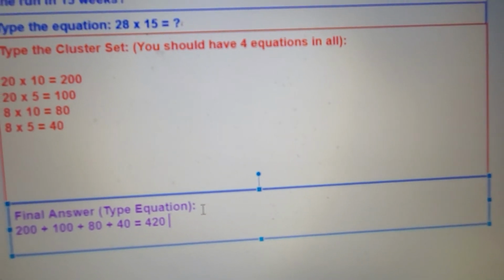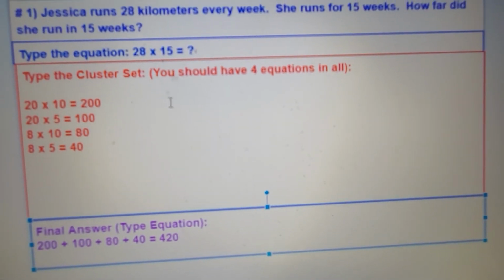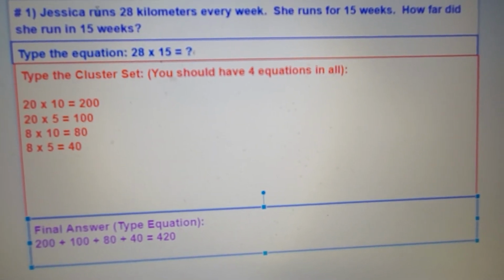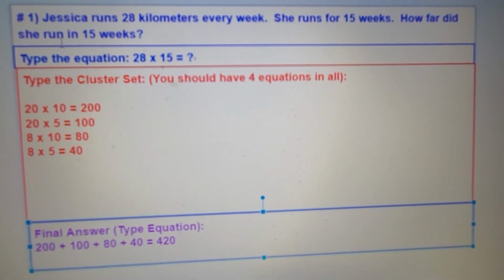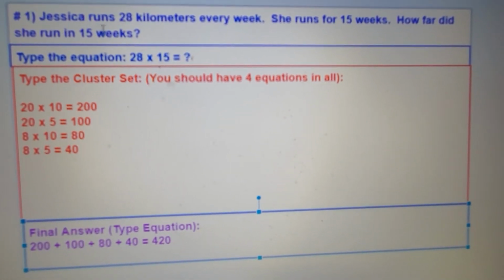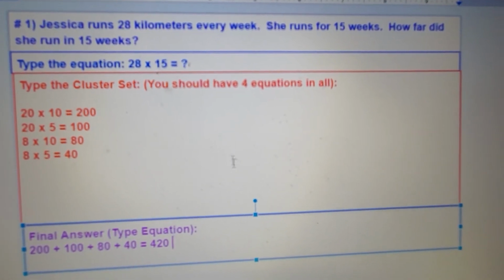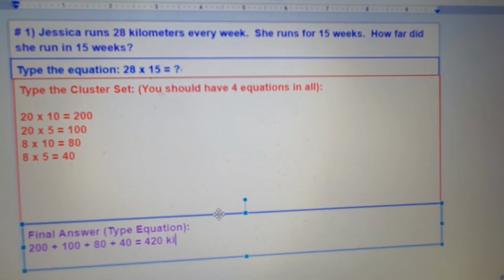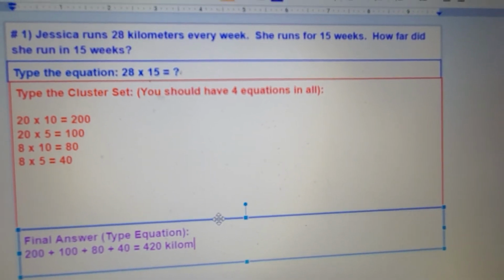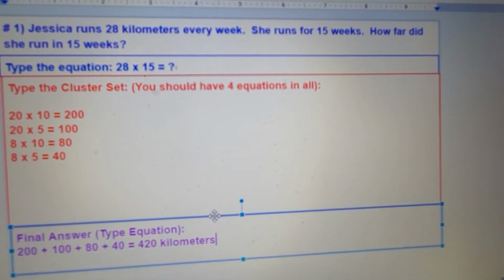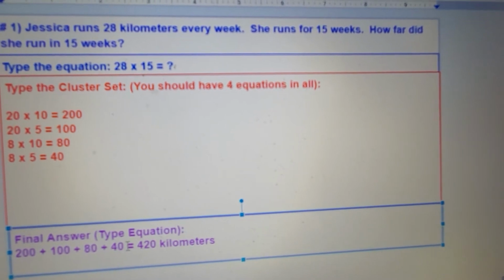But I can't leave my answer as that. I got to go back to my word problem. So 420 what? How far did she run? Well, where's the unit? Well, it's not weeks. You don't run weeks. You run kilometers. So my answer is going to be 420 kilometers. So look for the unit that you're counting.